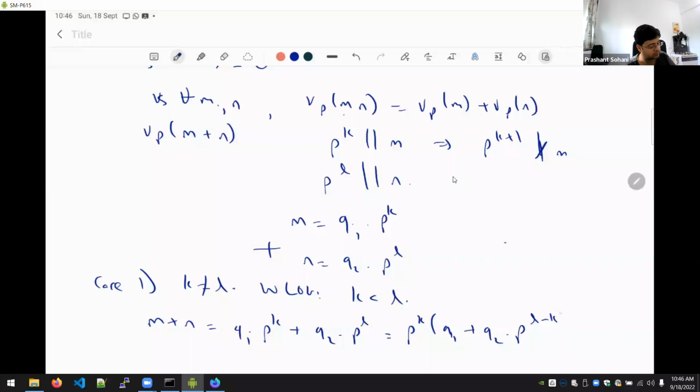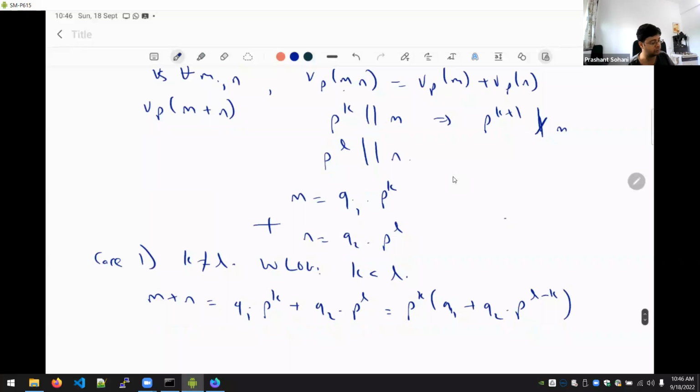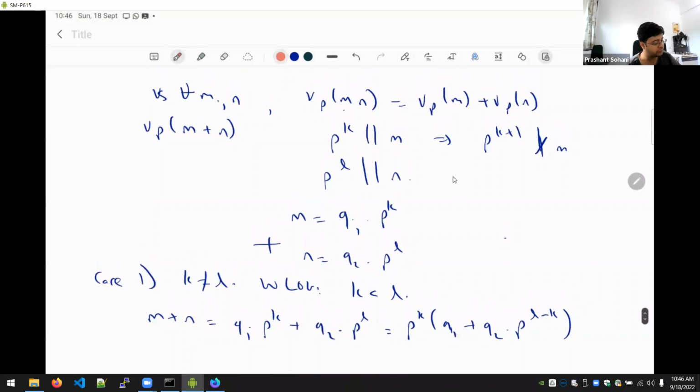Now, the important thing is that when I wrote m as q1 p raised to k, and the fact that p raised to k is the highest power in m, this implies that p does not divide q1 and p does not divide q2, right? Otherwise, this k and l can be increased even further. So the Vp definition means that the remaining portion is completely devoid of any powers of p.